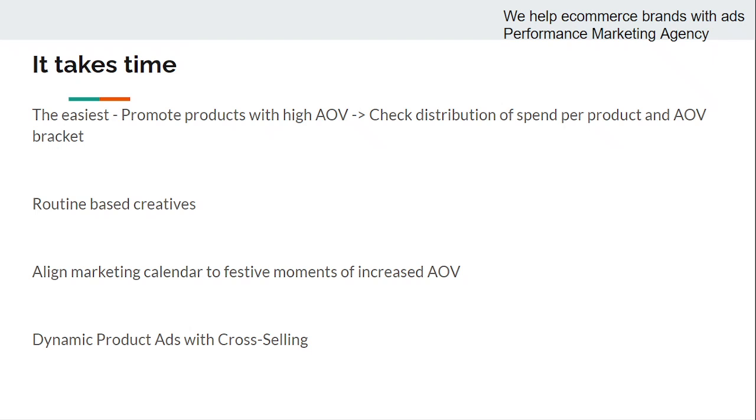Then, dynamic product ads with cross-selling. This is particularly for remarketing, wherein you're promoting to customers who have already bought a certain category and you're cross-promoting other categories for them to buy. In the first go it might not increase the average order value, but in the second and third purchase you can promote products of higher value and higher AOV, thus increasing your average AOV across the campaigns.